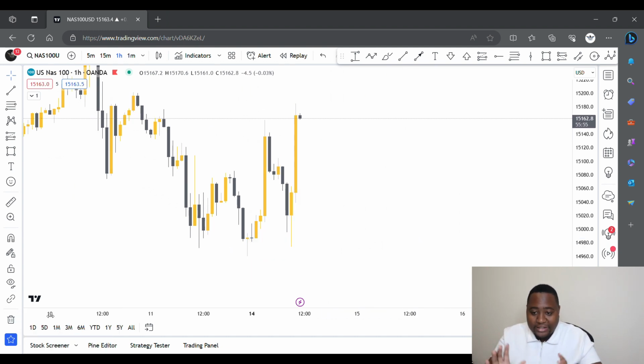I might not draw it as neat. I don't have my mouse with me. I'm just using my laptop here and its touchpad. But nevertheless, let's go ahead and break down structure.